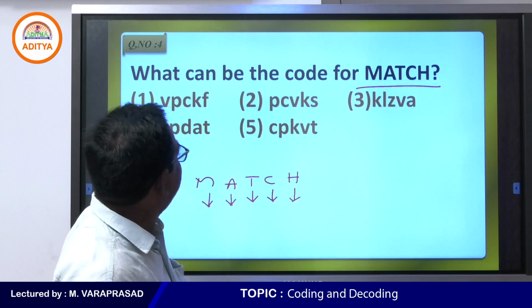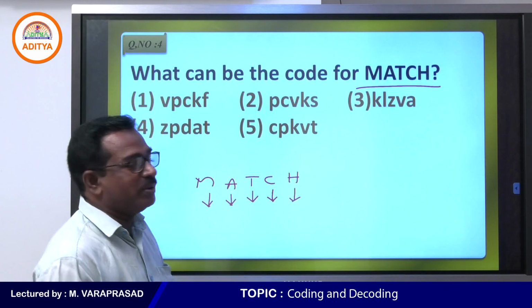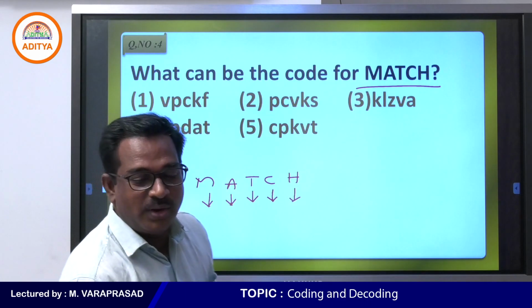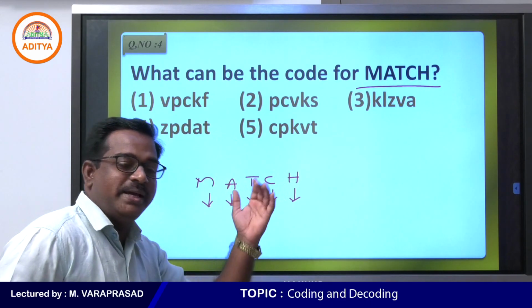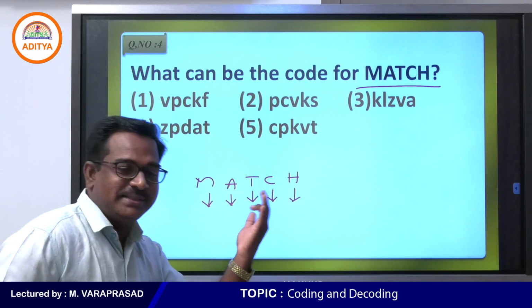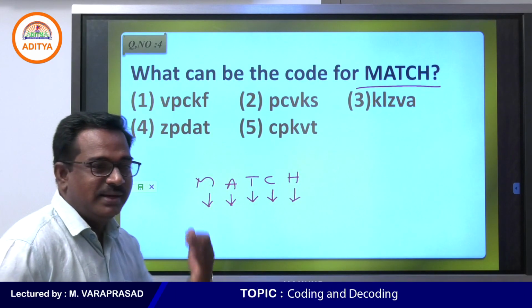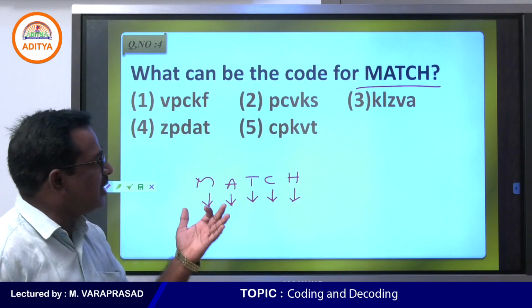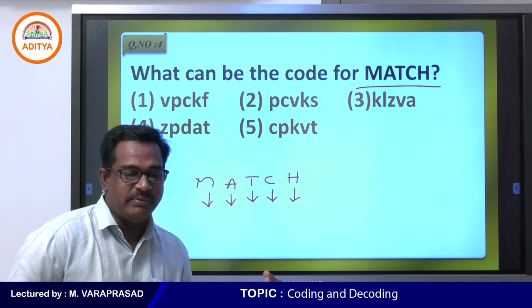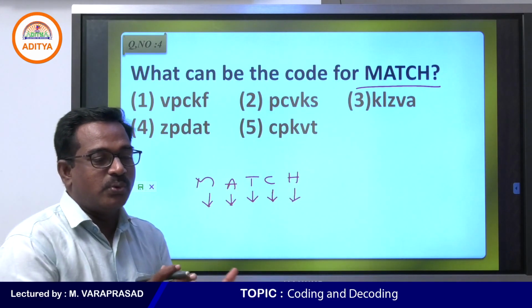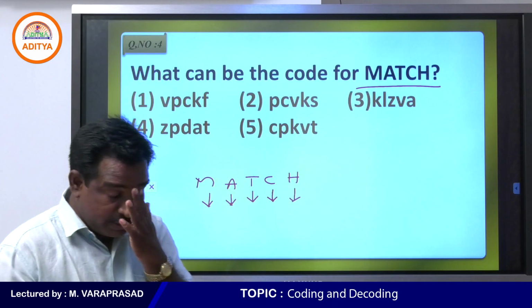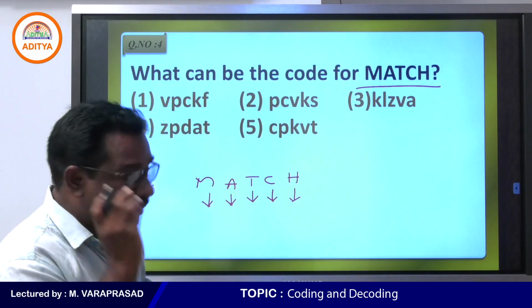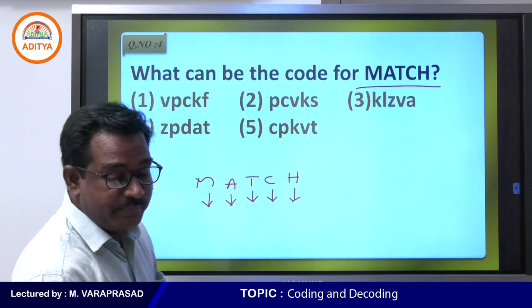Now, what is the option here? What can be the code for match? So, you need to go again to the first page. Find out the letters and codes. One paragraph, under that 4 or 5 questions. So, this will be called coding by comparison. Now, see what is the code language for M?